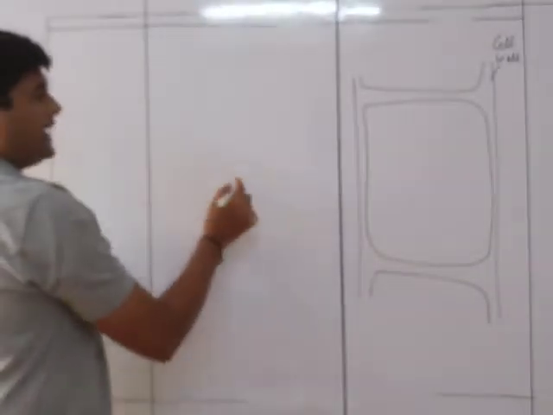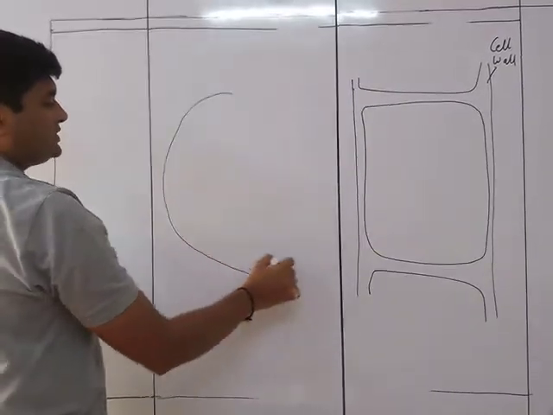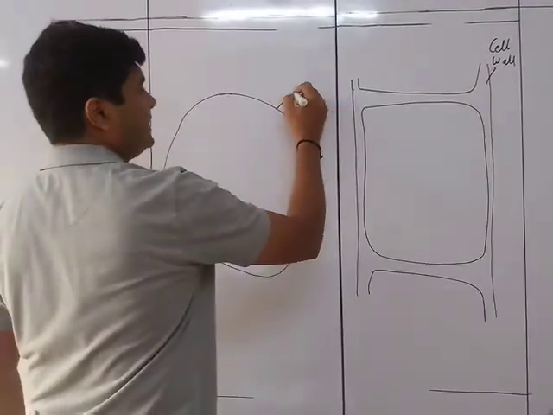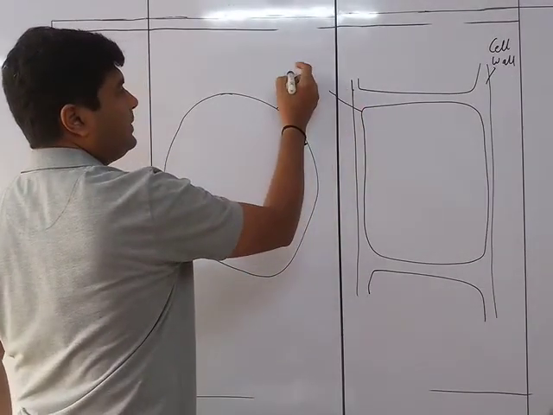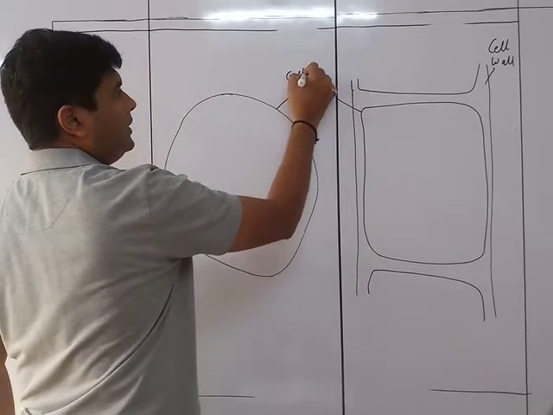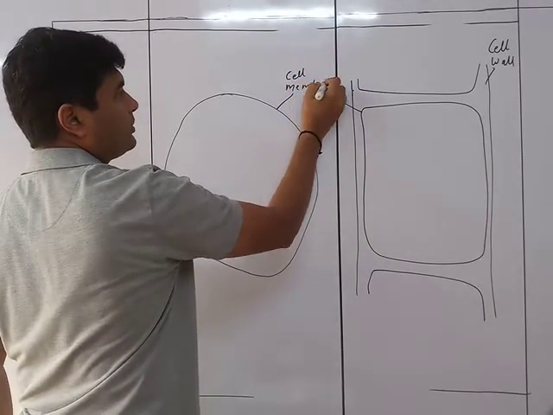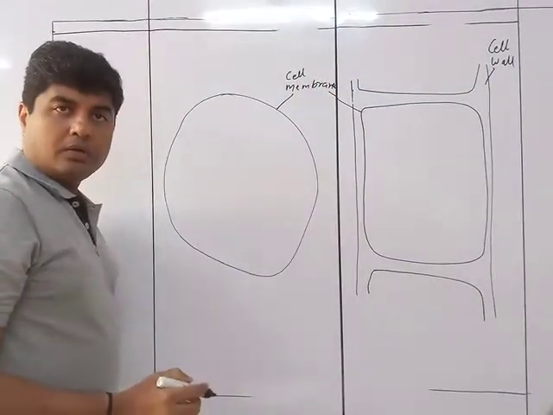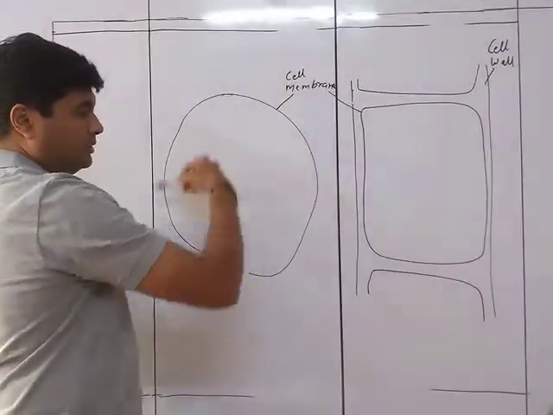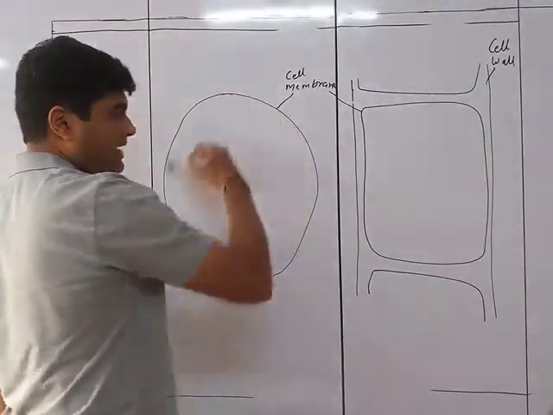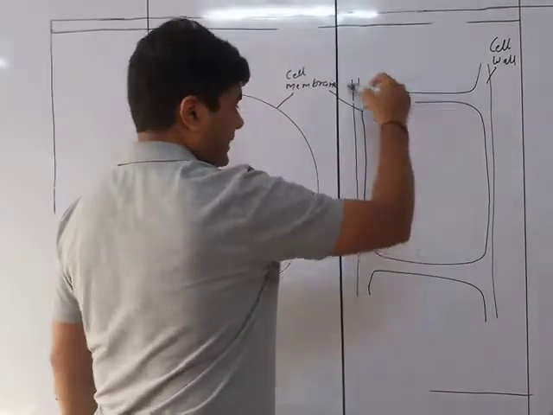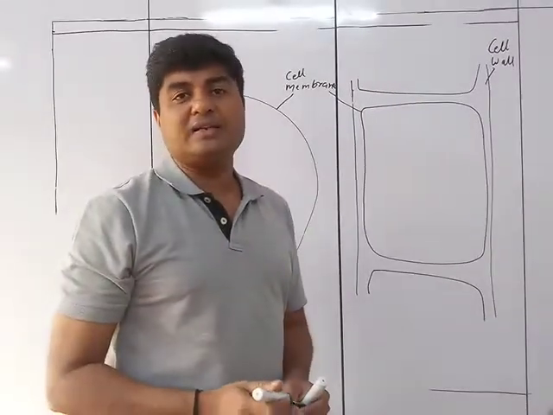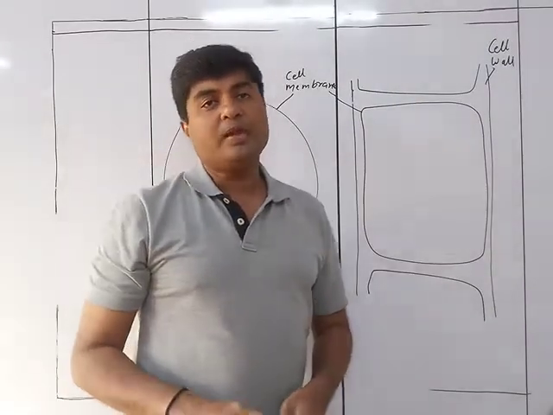Whereas in the case of an animal cell, the animal cell will be just a simple thing like this without any cell wall. So you can see this represents the plasma membrane or the cell membrane. Okay, so this is the cell wall, this is a cell membrane, here this is a cell membrane, and the outer lines over here are the cell walls. Cell walls are present only in the plant cell, not present in the animal cell.